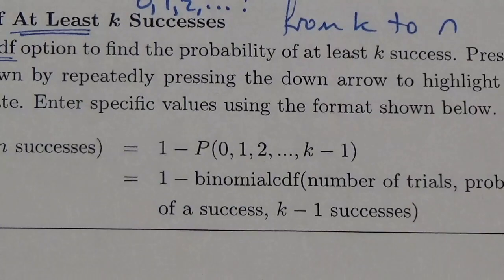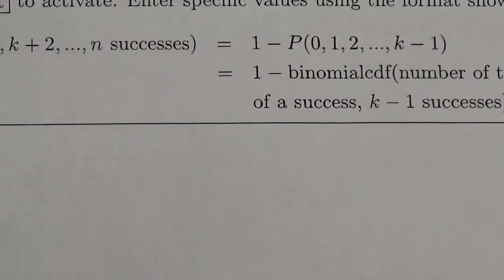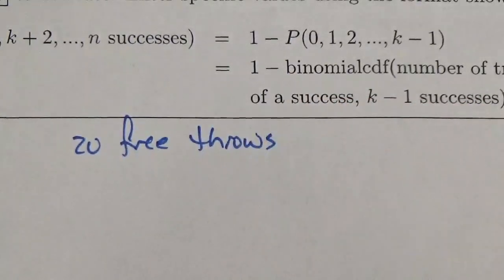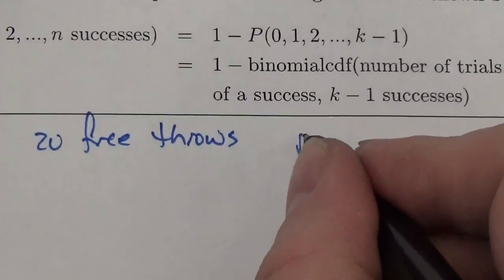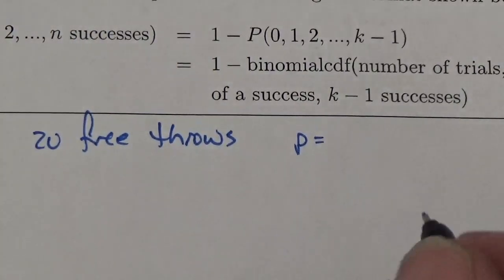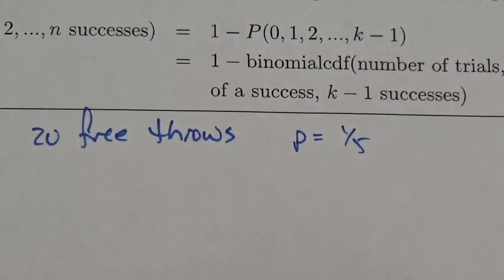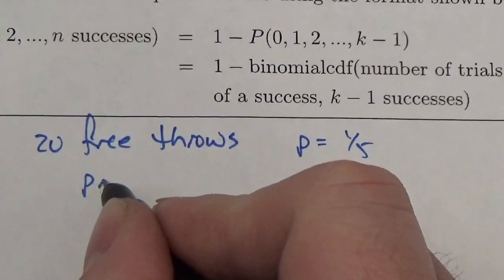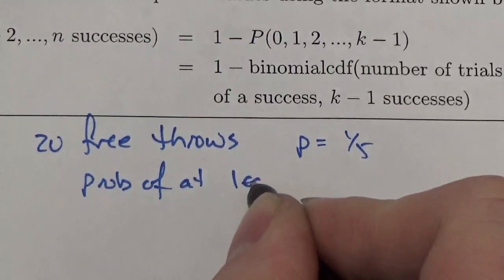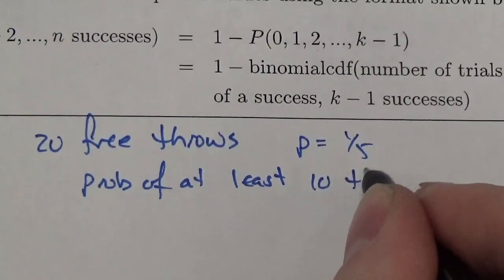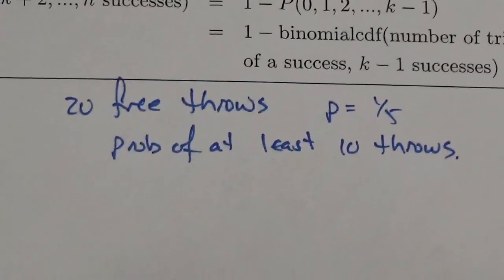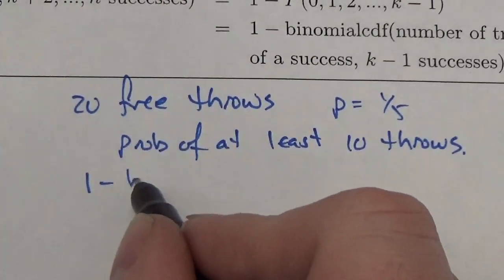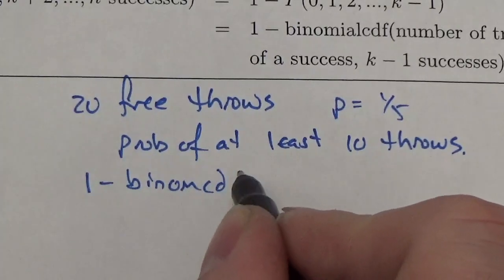So it would be like me taking, let's say, 20 free throws. Okay, so I've got my basketball. I'm going to take 20 free throws, and let's say I know that my probability of success is, well, let's be honest, 1/5. Only 20% of the time am I going to make it. And I want to know the probability of me making at least, let's say, 10 throws. Well, I'm going to take 100% and subtract the exact opposite of this. And this is going to be the binomial CDF.